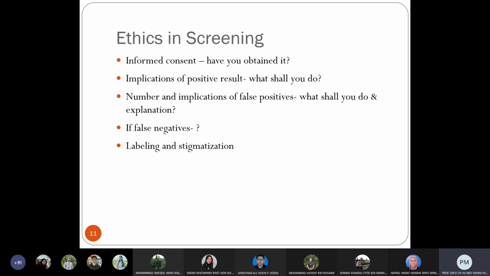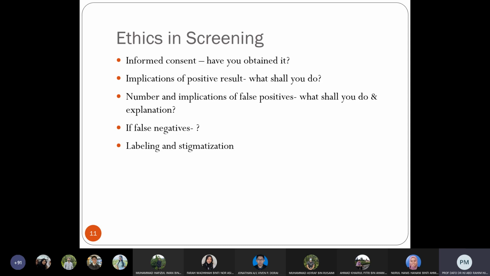Second is the implication if the result is positive. When you do screening, positive can be two: it can be a false positive, or it can be a true positive. So you have to be careful. You have to make sure that you are ready for this. What you shall do about the number of implications of false positives. If there are a lot of false positives, what you should do and your explanation.